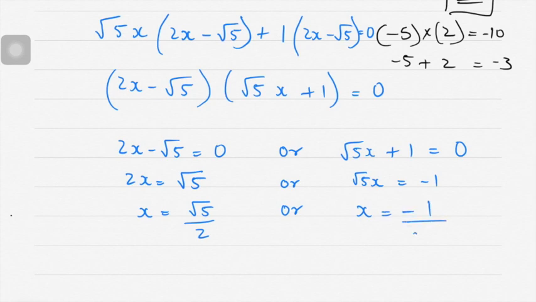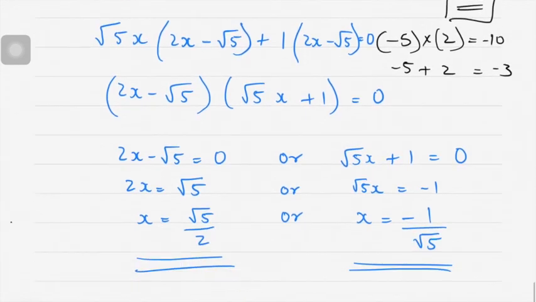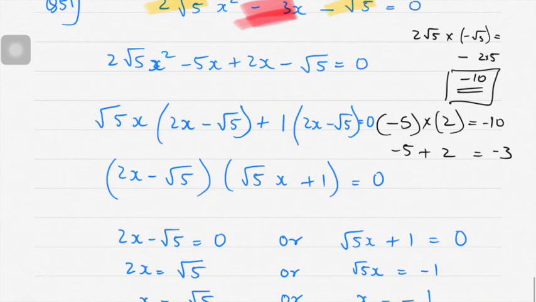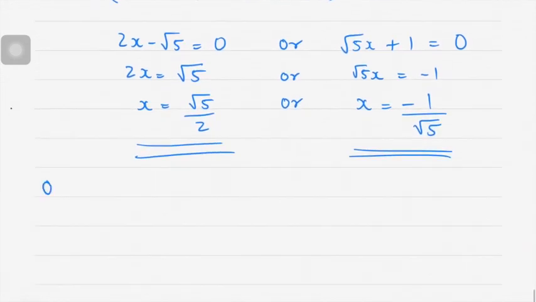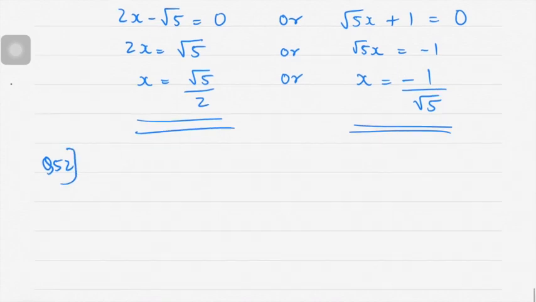or root 5x is equal to minus 1, x is equal to minus 1 upon root 5. Okay, so this is the final answer. Let's solve the next question. Question number 52.